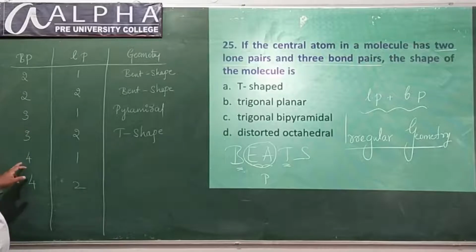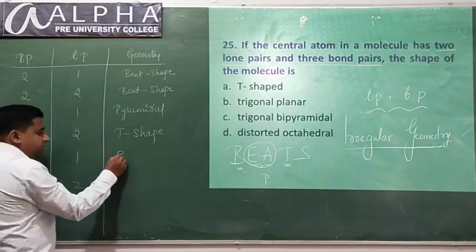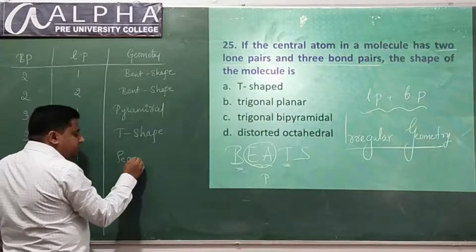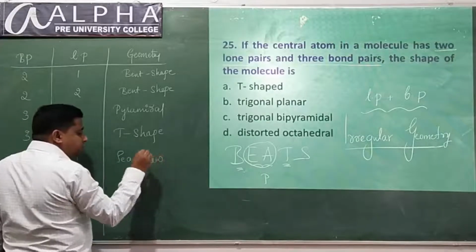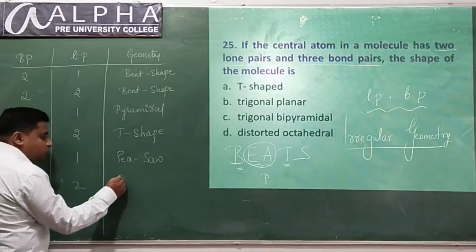Next, 4 bond pairs, 1 lone pair. This is seesaw shape. 4 bond pairs, 2 lone pairs: square planar.